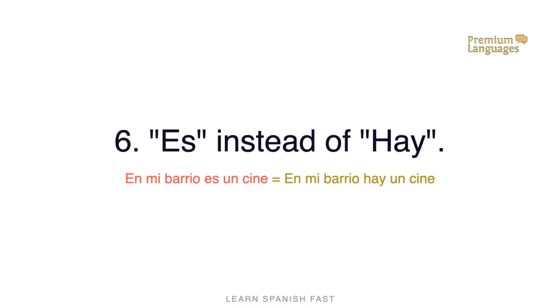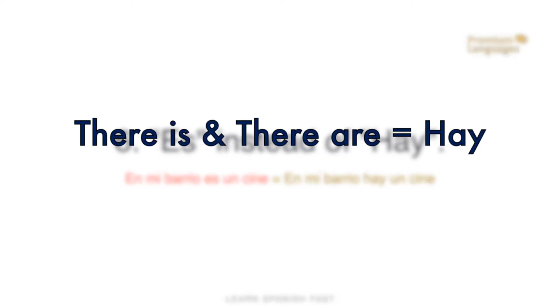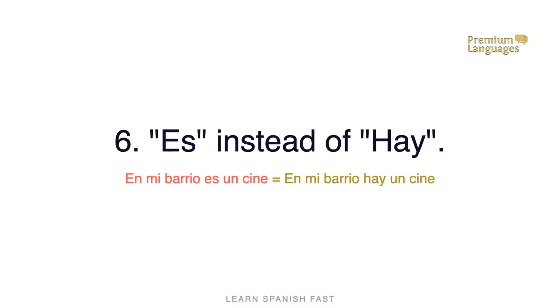Number 6. When describing a place, it is common to confuse the verbs ser and haber. If you want to talk about the existence of something, you use hay. In the example "en mi barrio es un cine," it is wrong because we want to say that there is a cinema: "en mi barrio hay un cine."